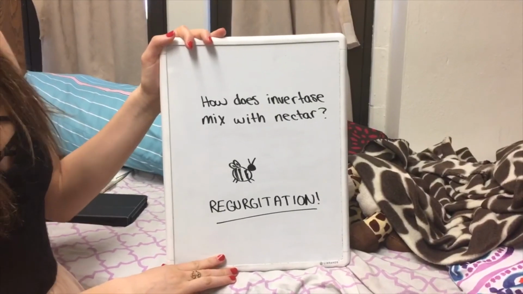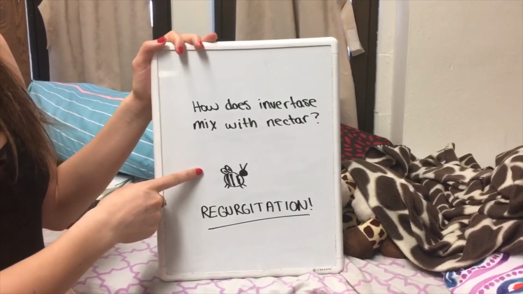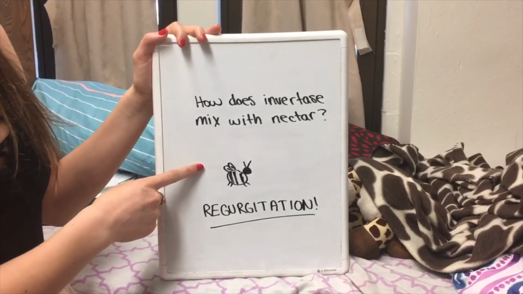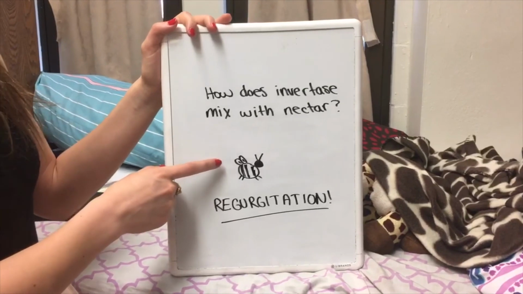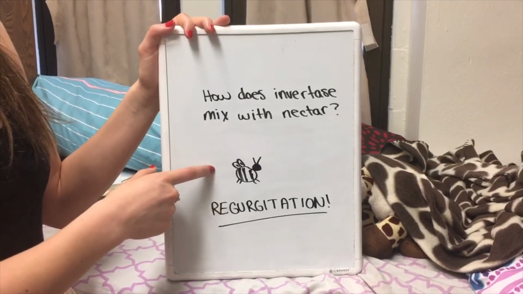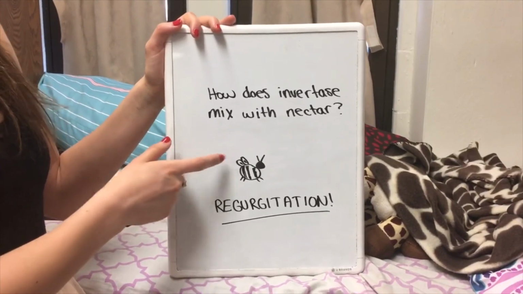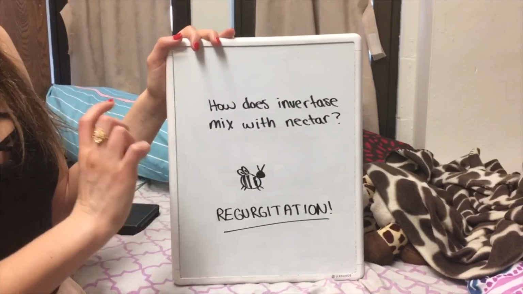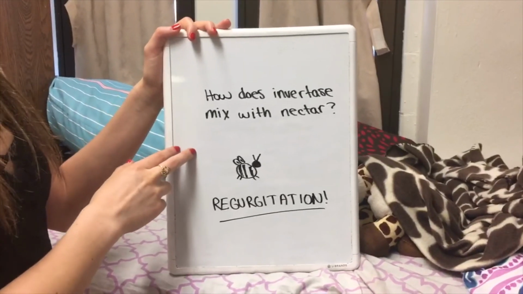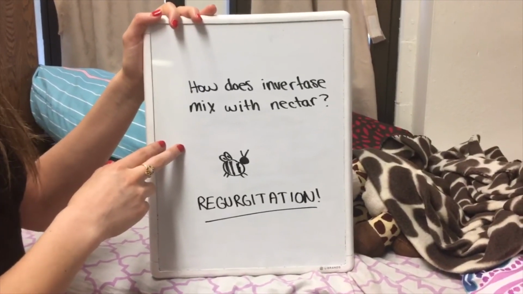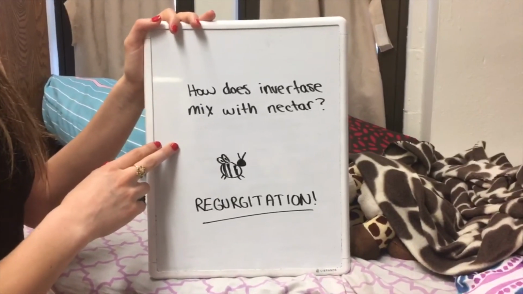So you may be wondering how the invertase from the bee's salivary glands is able to access the nectar. Well, the answer is regurgitation. When the bee comes back to the hive with a bunch of nectar in its stomach, it will spit out the nectar into another bee's mouth, and they will pass back and forth this regurgitated nectar until the invertase has broken down enough of the sucrose molecules into glucose and fructose that they can finally put it into the honeycomb.